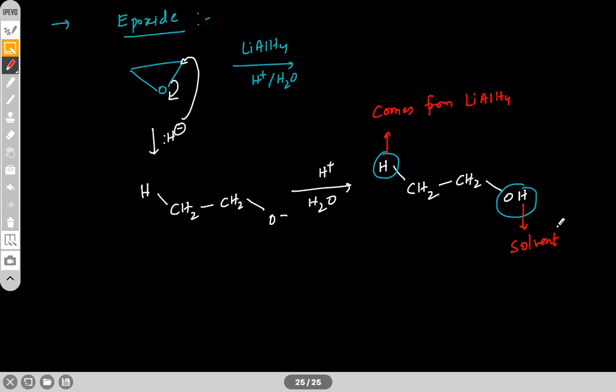Only R will be replaced. The only difference is what? There we have R minus that comes from RMgX. The reagent you are changing, right? So obviously the attacking particle will also be different. But the same pattern we have over here. There's no doubt, SN2 type attack. If you have unsymmetrical epoxide, then this H minus will attack onto the less hindered side.